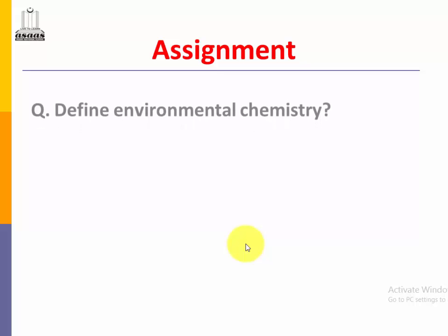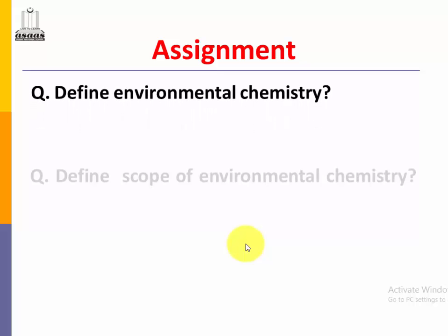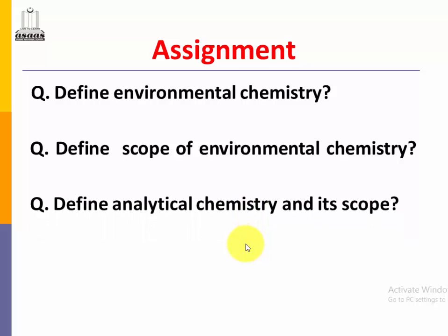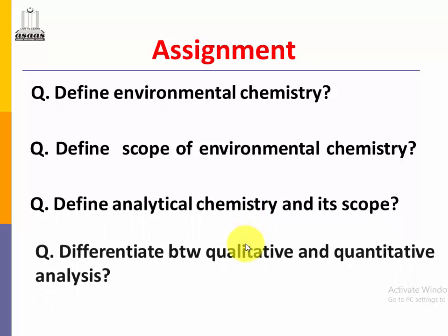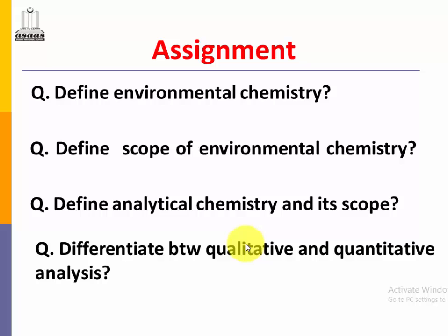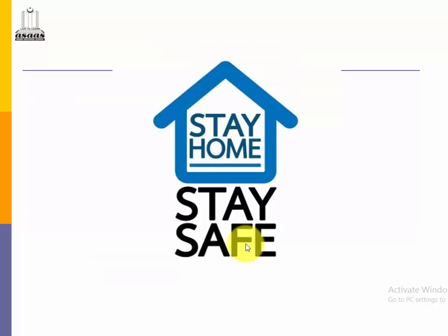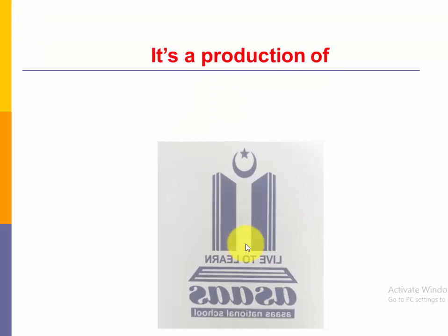Dear students, here is an assignment for you to learn and practice. Define environmental chemistry, its scope, analytical chemistry, its scope, and in the last, differentiate between qualitative and quantitative analysis.